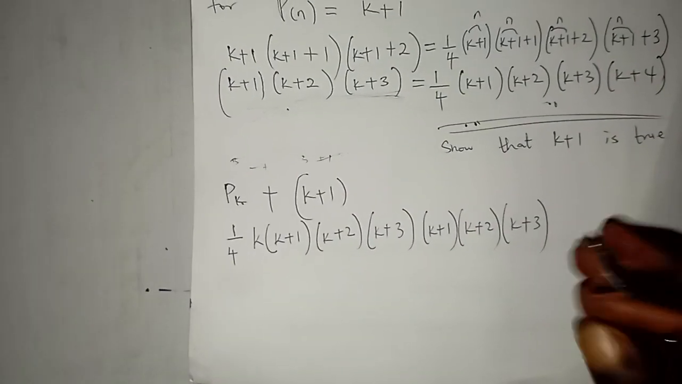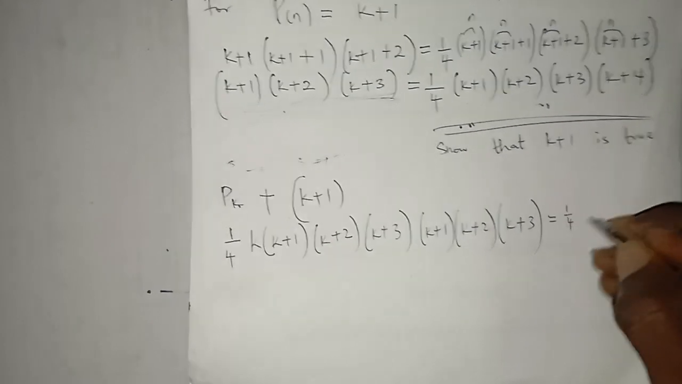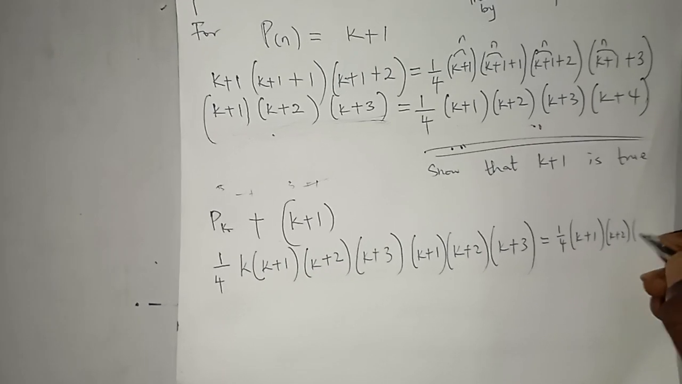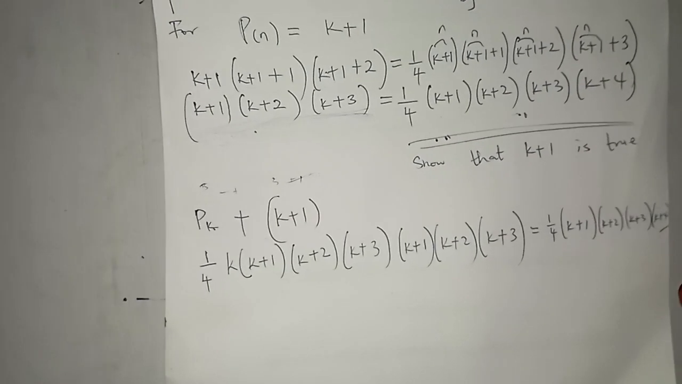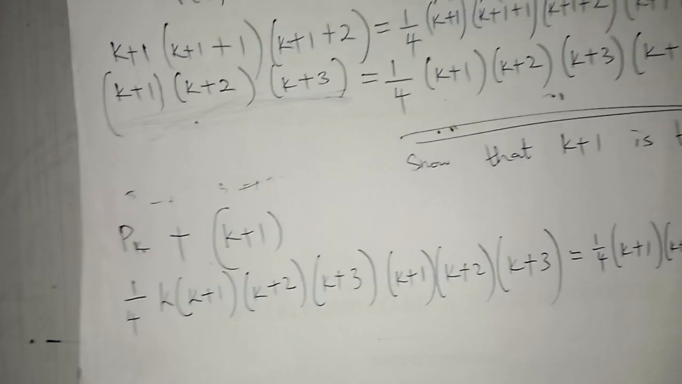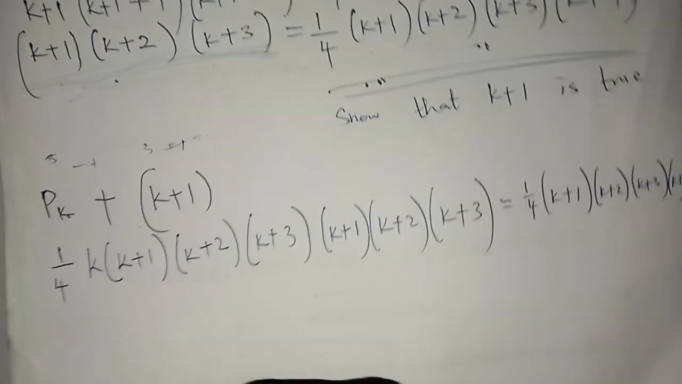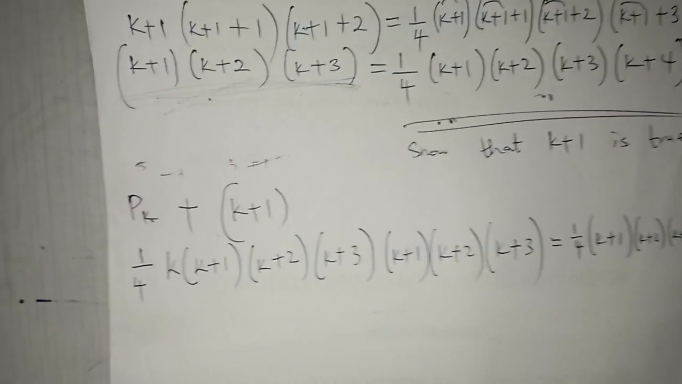So for that reason, I need to make room. I don't want to write it down. I don't want to bring this down, but you can still bring it down. 1/4 k plus 1, k plus 2, k plus 3, k plus 4. So if I know this, I will now have right here. And I have right here on the left hand side, everything down here.